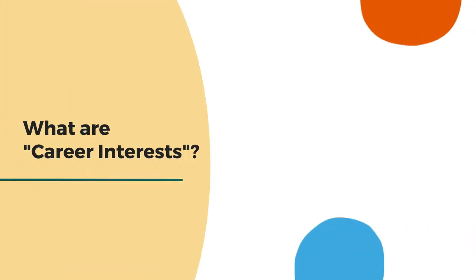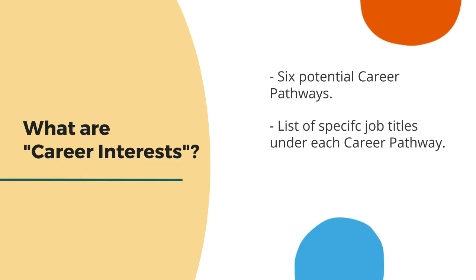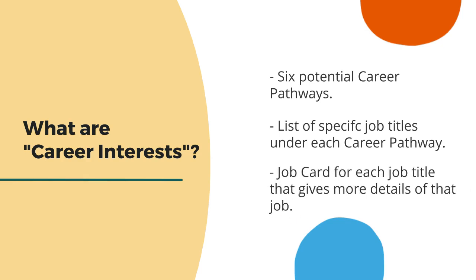The career interest section is where your students will see their 6 potential career pathways after taking the Super Strong assessment. Your students will find a list of specific job titles under each career pathway. When they click on a specific job title, a job card will pop up that describes the job in greater detail. Now let's check it out.